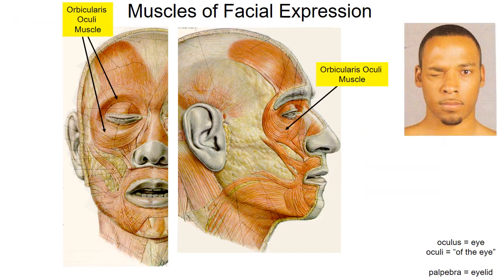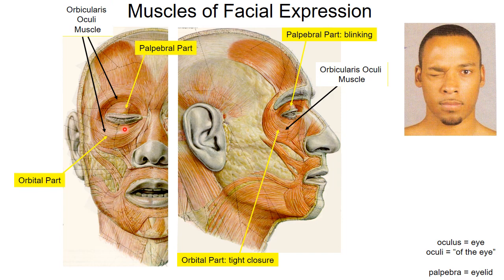Okay, and then we have sphincter muscles for the eyes, and all of this right here is referred to as the orbicularis oculi muscle. Oculus is eye, oculi means of the eye. So that's orbicularis oculi right there, and that's basically the sphincter that closes the eye tightly. Now it actually has three parts. I only want you to know two of the three parts, and the parts are these.